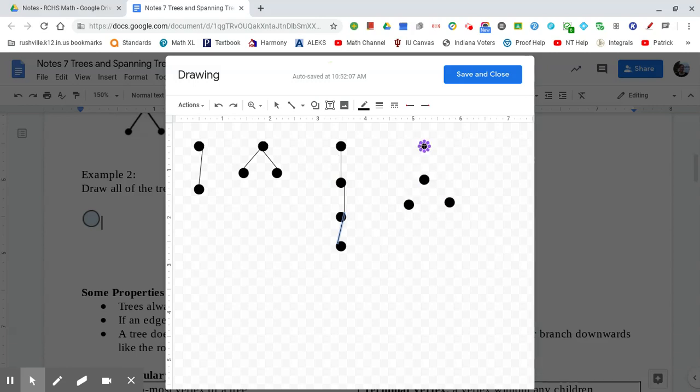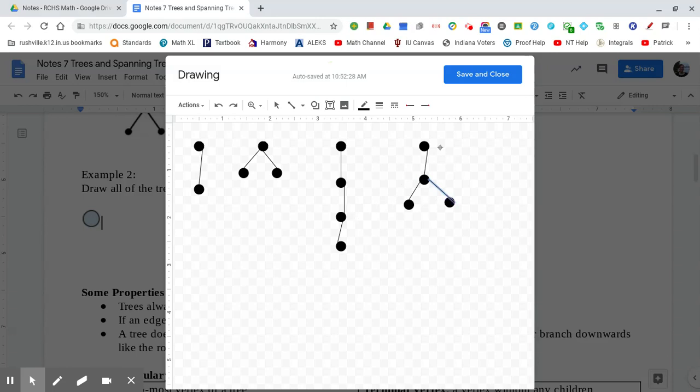Okay, here are still 4 vertices, but I could make an edge right here. All right, now this vertex has degree 1, this vertex has degree 3, and this vertex degree 1, degree 1. So these 2 graphs are not the same. Why are they not the same?